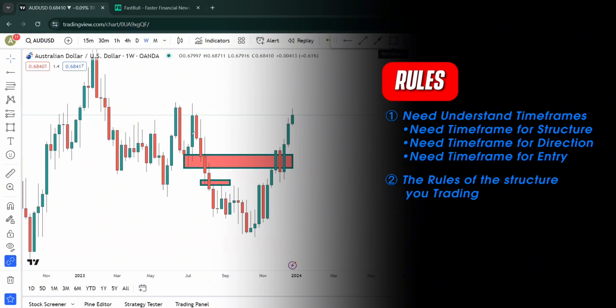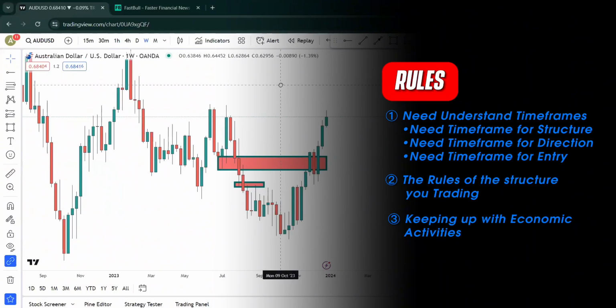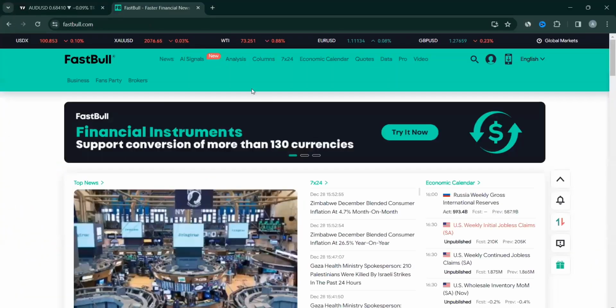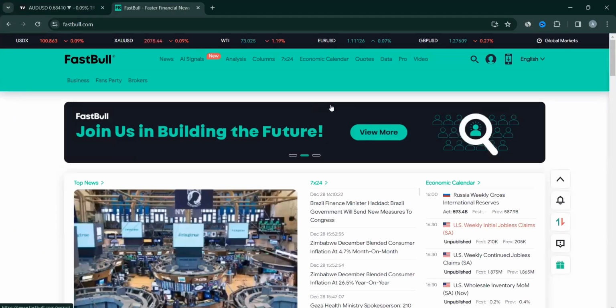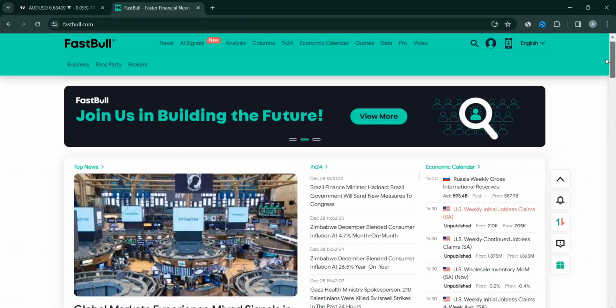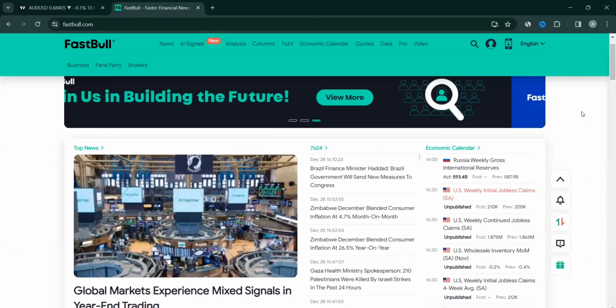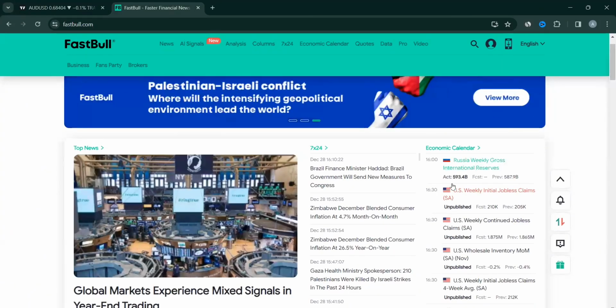Then thirdly, as a trader, you always need to keep up with economic activities happening that day. And like I told you, there's a platform that I use that is very convenient, very detailed, which is called Fast Bull. You can go to Fast Bull and check out their economic calendar. It's very detailed. As a trader, you have to backtest. How often has this data come out? How has it been affecting the prices? The economic calendar, if you check it out, is very, very detailed.